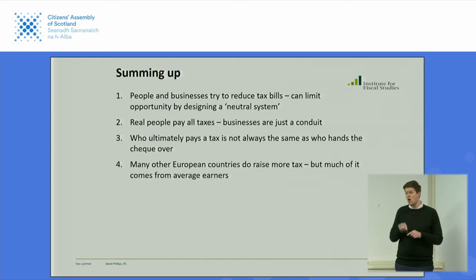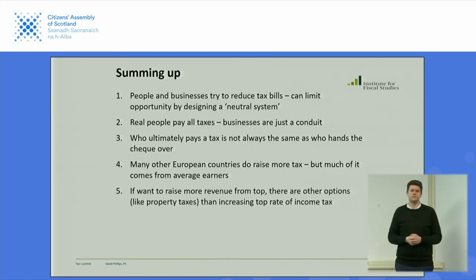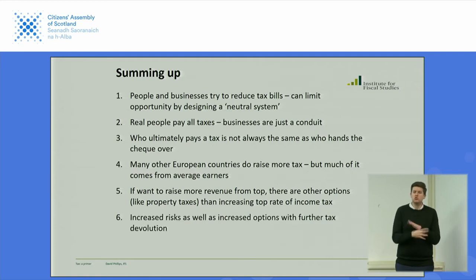Many other countries do raise more tax, but much of it comes from average earners. And if you want to raise more revenues from the top, there are other ways of doing it rather than just income tax. You can think of other bits of the tax system we could improve. So taxes on property, taxes on wealth, taxes on pollution, things like that. Great, thank you.